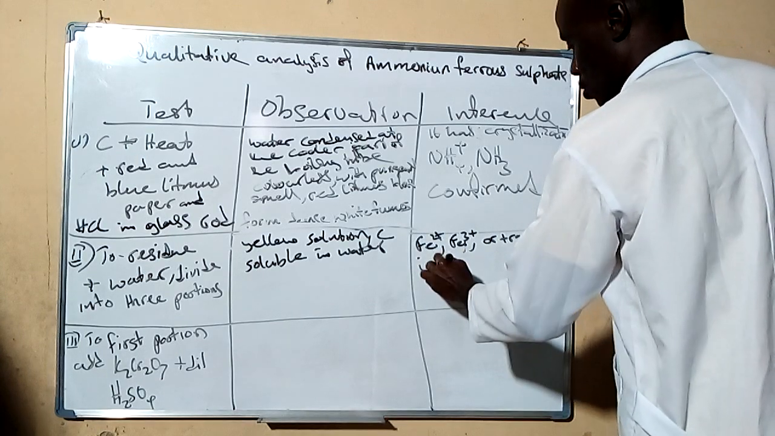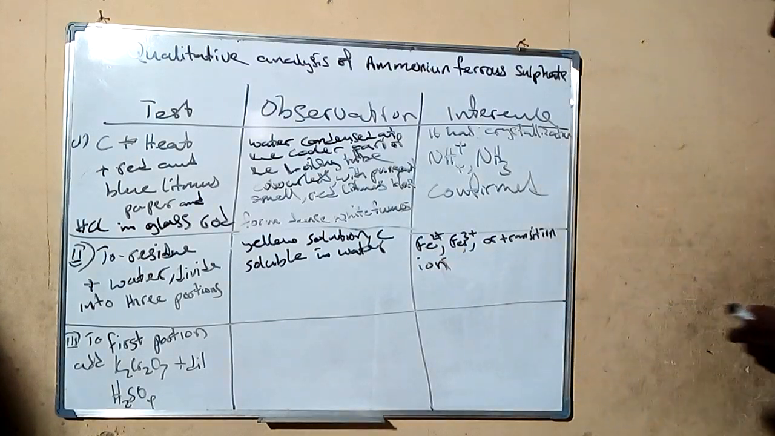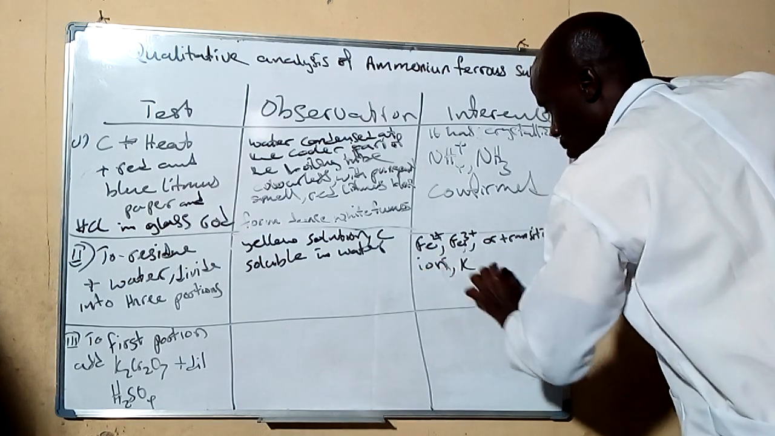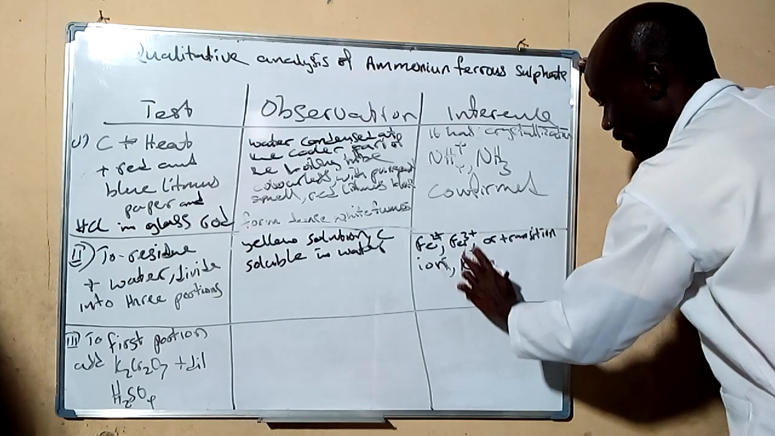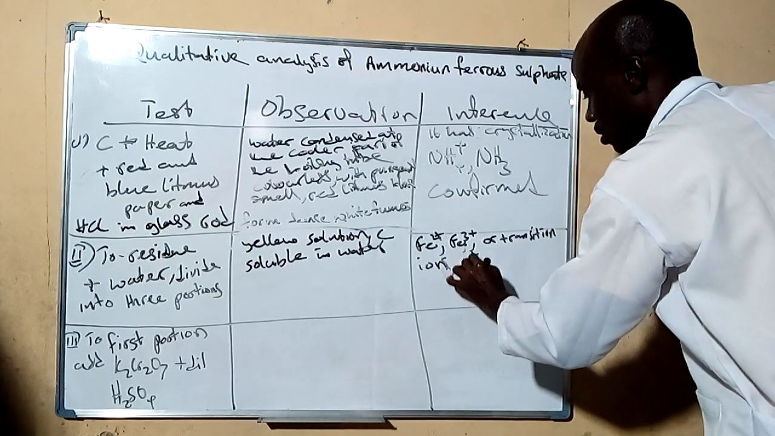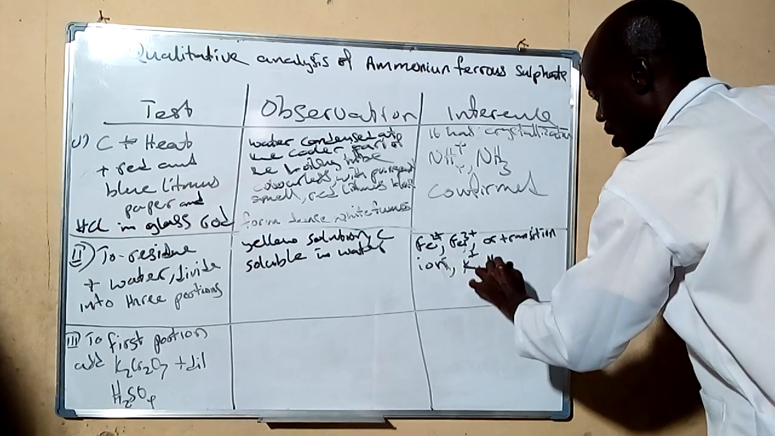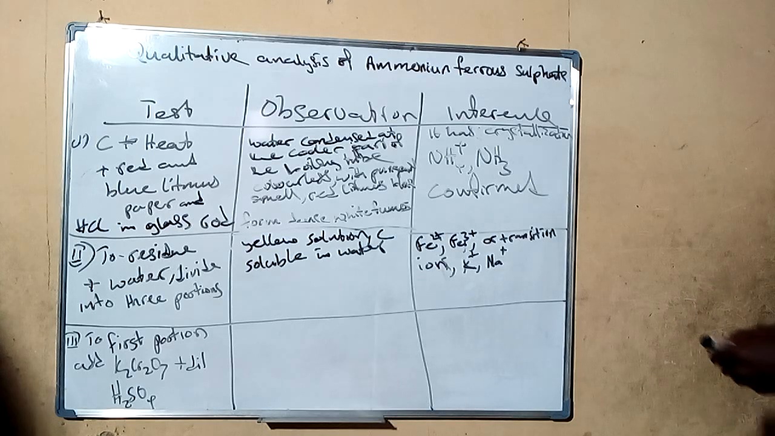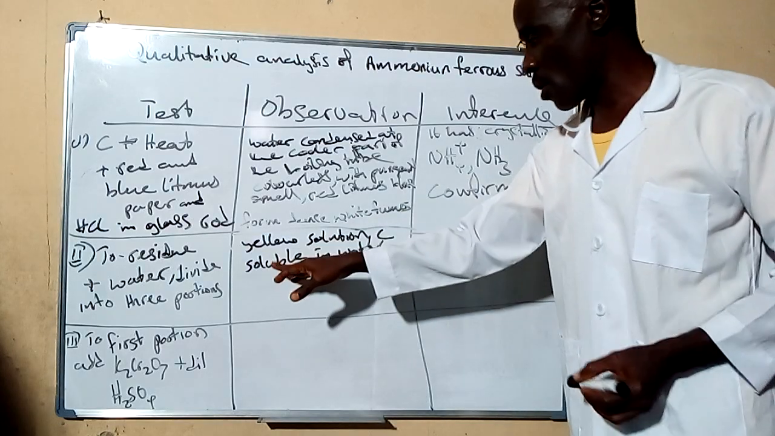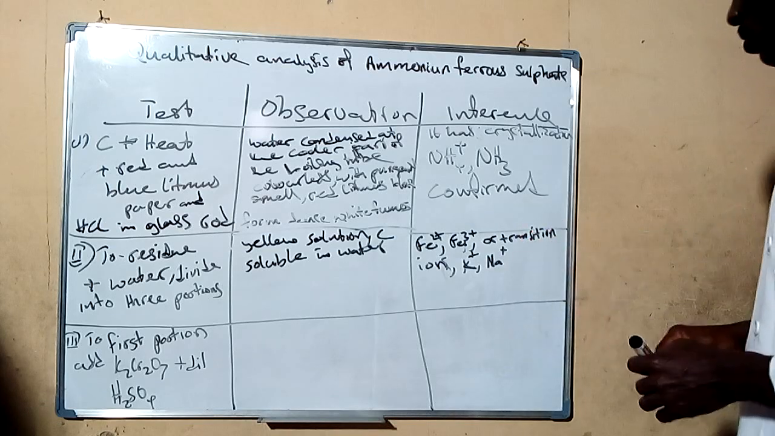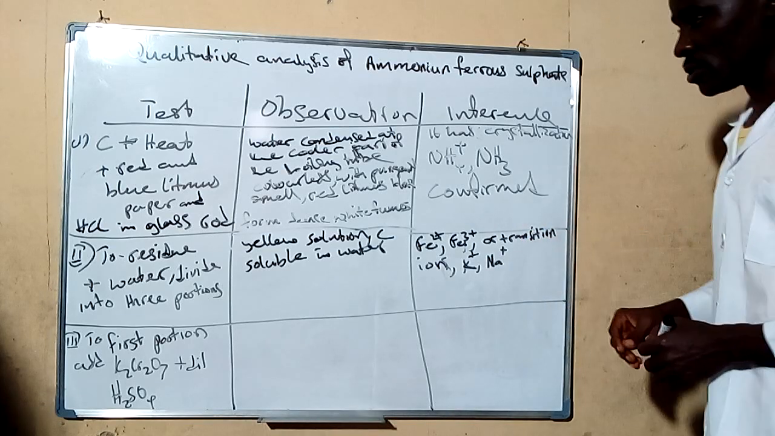So colored solution is characteristic of what? Transition ions. All these things are soluble in every indication, but for the fact that it is soluble and colored, it is likely we have iron or any other transition ion present.